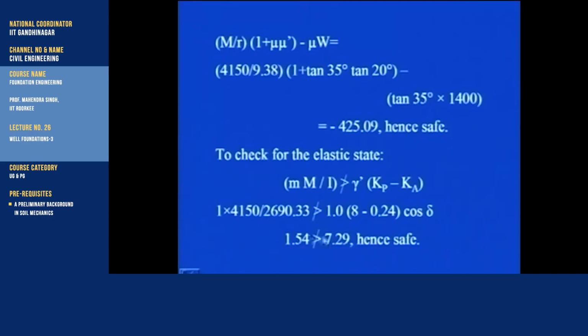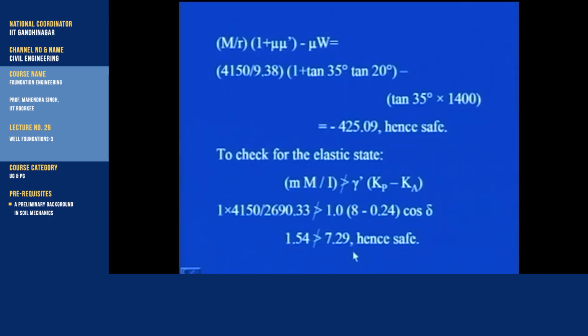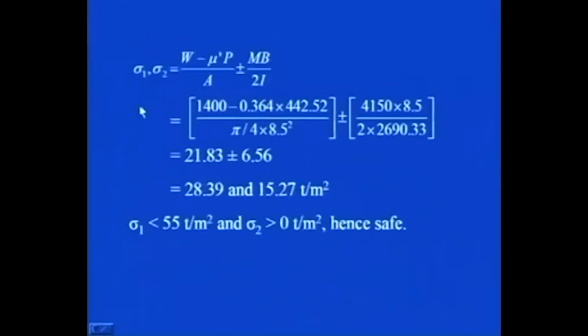So we can see that the numerical values in this particular problem are satisfying this condition, that is 1.54 is not more than 7.29, and therefore you can say that this condition is also satisfied, so it is safe. Then when the conditions are satisfied, we have to check the maximum and minimum base pressure. As I told you, the maximum base pressure should be less than the allowable bearing pressure and the minimum one should not be tensile. So here I use this particular expression to find the maximum and minimum base pressures, the maximum one being σ1 and the minimum one σ2.